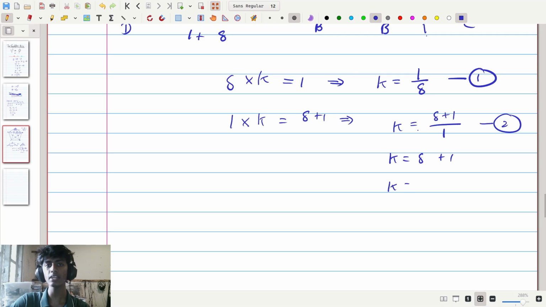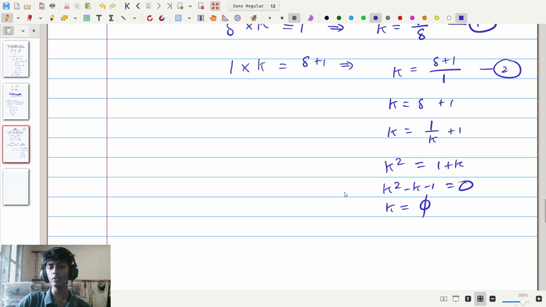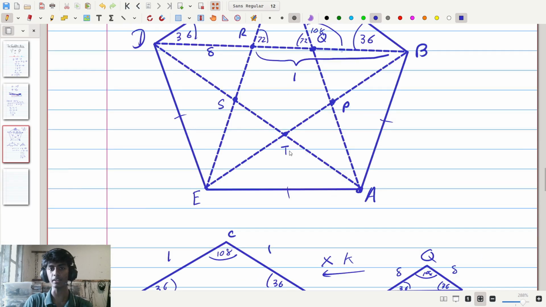So we have that k is equal to 1 divided by k plus 1, meaning that k squared is equal to 1 plus k, meaning that k squared minus k minus 1 is equal to 0, meaning that k is in fact equal to the golden ratio φ. So there we go. We have found the golden ratio hiding inside of the pentagon.